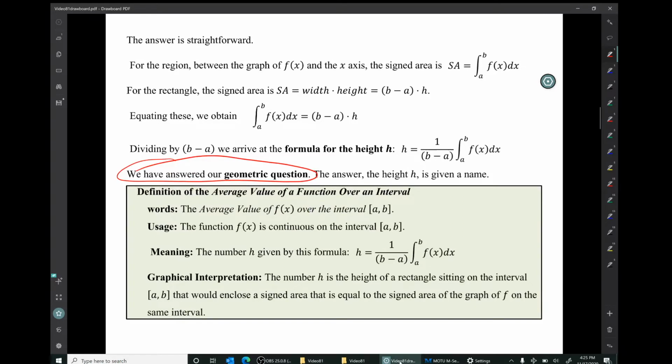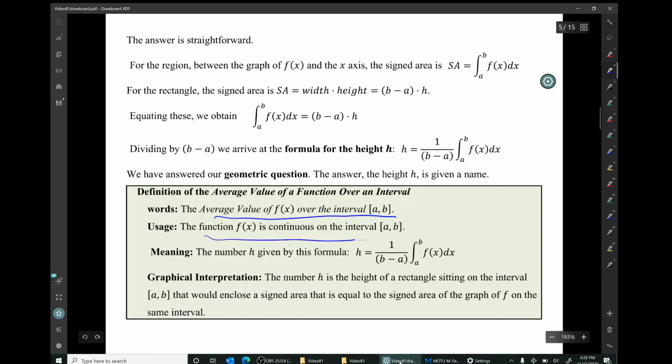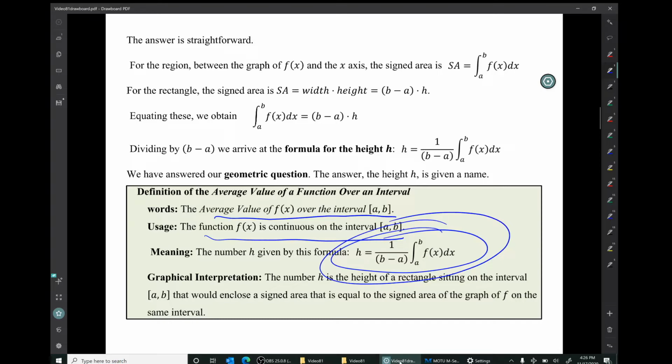The answer, that's the height h, is given a name. It's called the average value of f over the interval a comma b. Now, you can talk about this average value when you have a function f that's continuous on an interval a to b. And there's the definition of that expression. The average value of f over the interval ab is this number h given by this integral calculation divided by the quantity b minus a.